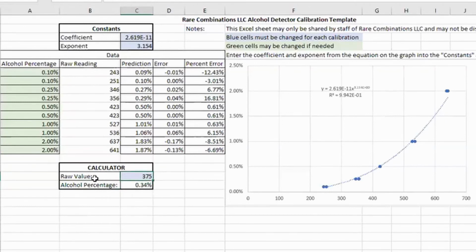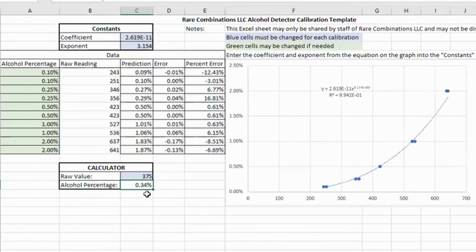It's a calculator. You type in the raw reading that you got for your unknown sample, and then it tells you the alcohol percentage that your curve would have predicted. So a thing to note is you can directly look at, okay, here I have a prediction of 0.34%. How accurate is that prediction?